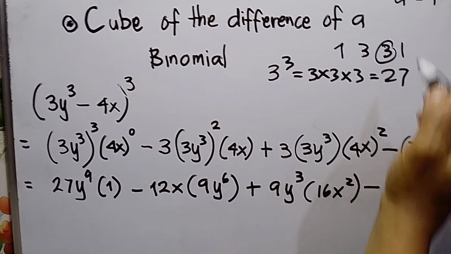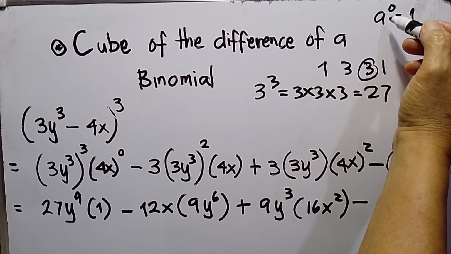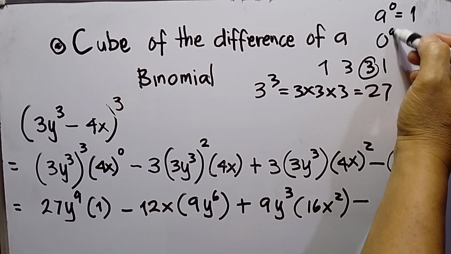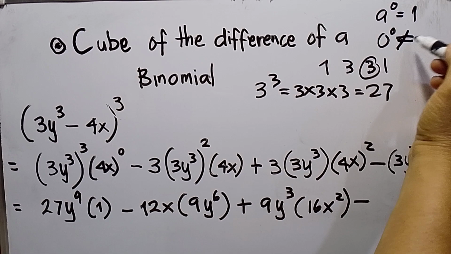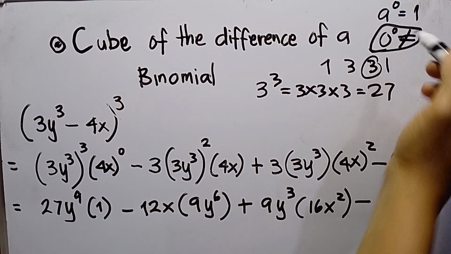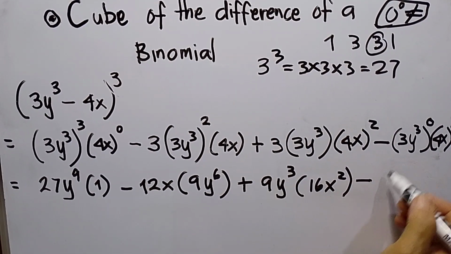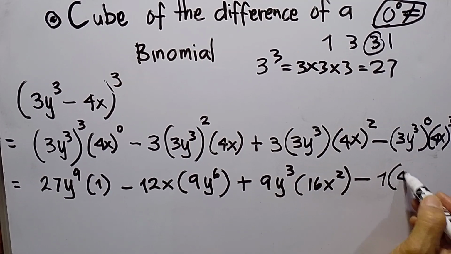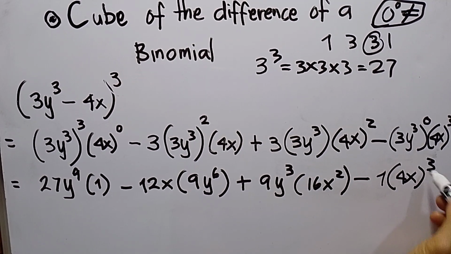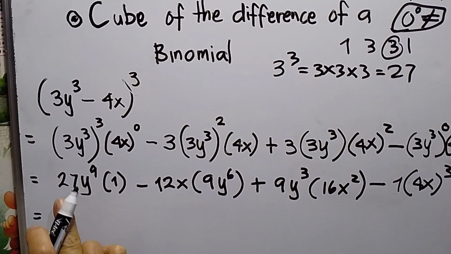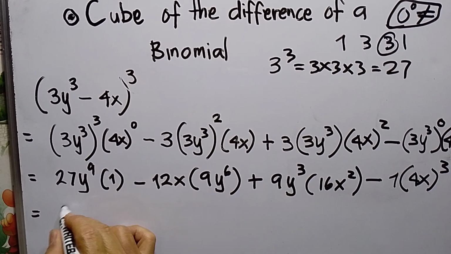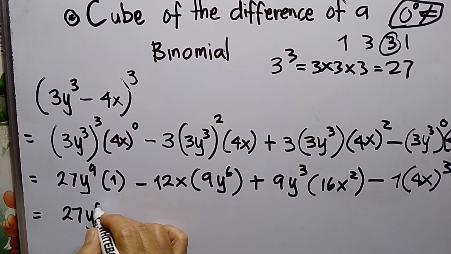Minus. As I said, any number raised to 0, except 0, is 1. Zero to the 0 will be indeterminate. We don't entertain this kind of base. So this will be 1 times 4x raised to the third power. So this will be 27y to the 9 times y. This will be 27y to the 9.